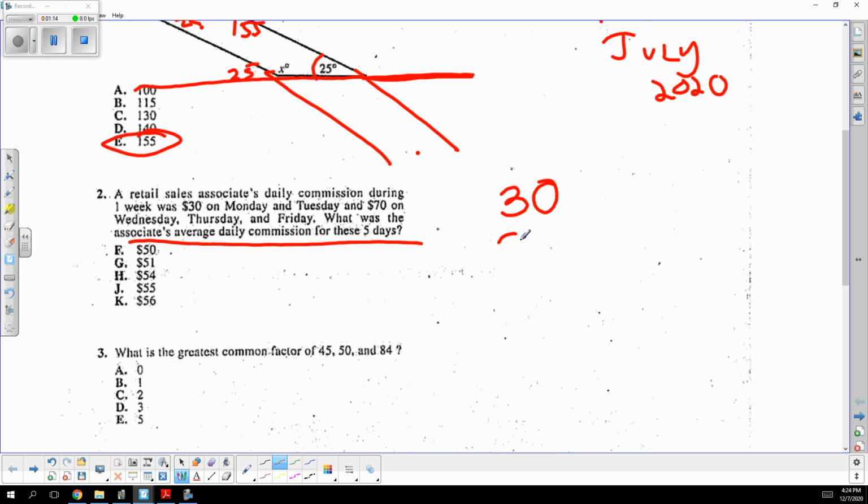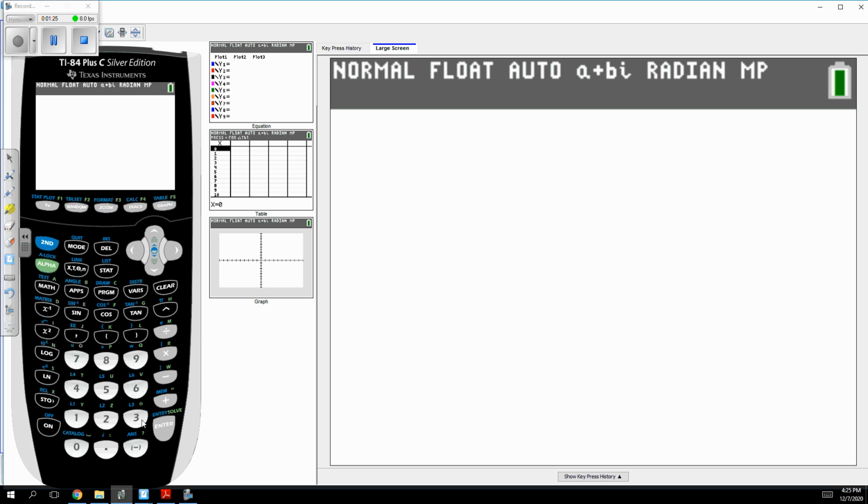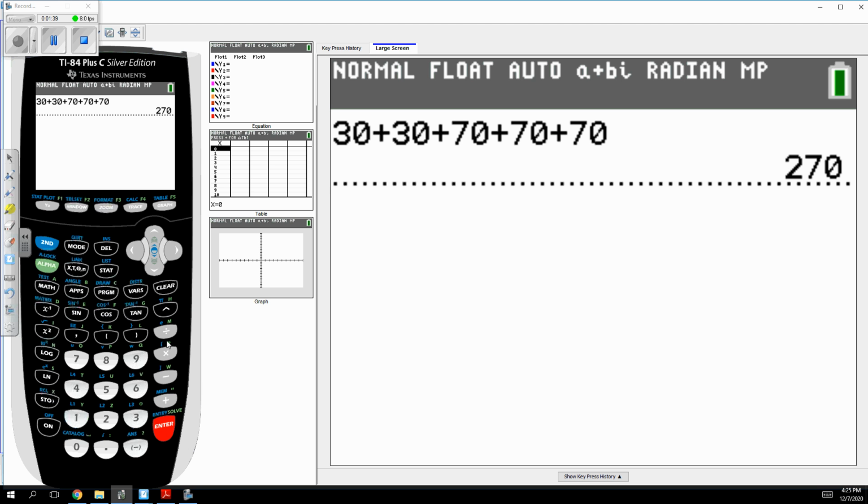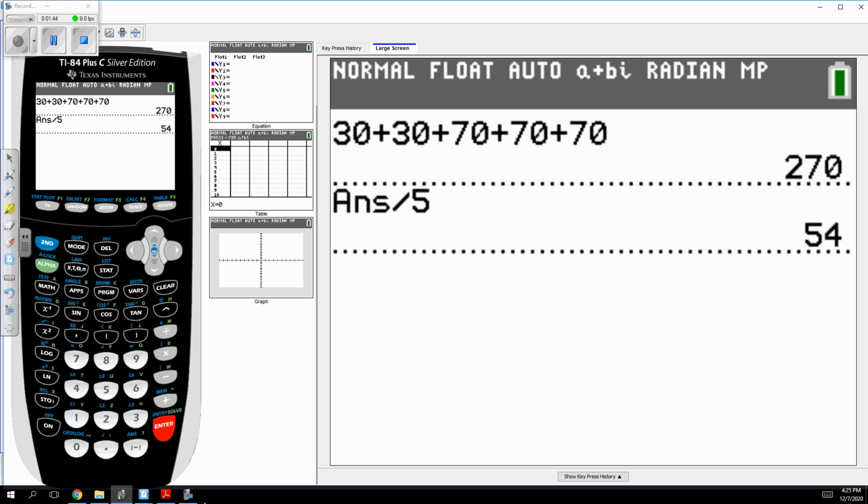We're looking for the average for the 5 days. So it was 30 on Monday and Tuesday, and 70 on the rest of the days. So what do you do? You add them up and divide by 5. So 30 twice plus 70 3 times gives me what? That's the total. Average is based on total. You divide by 5, and your average is 54, answer H.